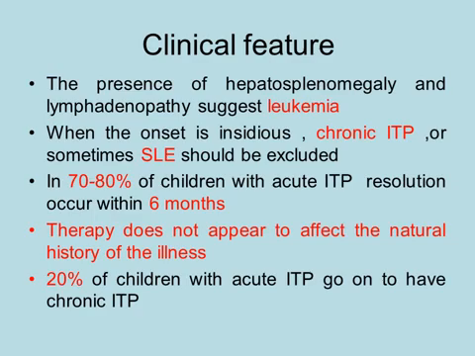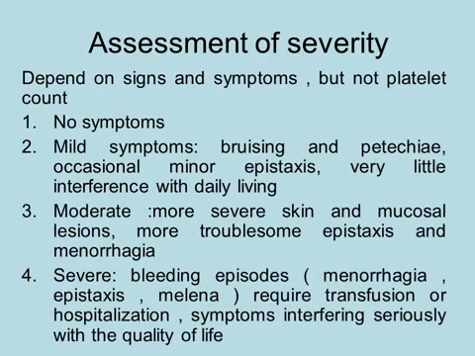In 70 to 80%, acute ITP in children resolved within 6 months, and therapy does not appear to affect the natural history of the illness. 20% of children with acute ITP may pass into chronic ITP. Assessment of the severity depends on the signs and symptoms, but not on the platelet count.